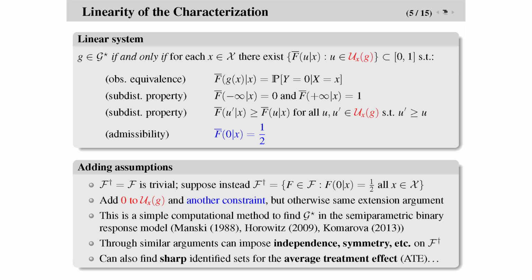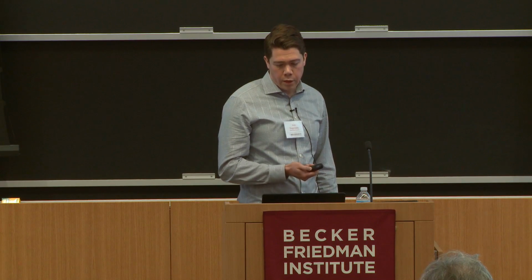So again, there's the Manski citation. Joel Horowitz talked about this in his monograph. And Tatiana Komarova also developed a way to do this that's different for this particular type of model. Okay, so this by itself is not a contribution, but I can extend this in many directions. So I can impose many different assumptions on the admissible set of distributions, which can help narrow the identified set. I can apply this to many different types of models. And importantly, in my view, I can also extend this argument to find sharp identified sets for the average treatment effect. So I'll show you how to do that now.